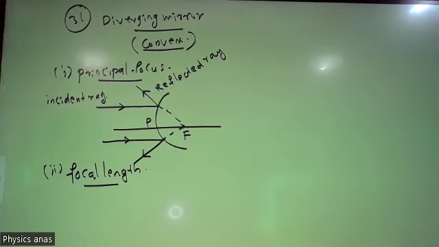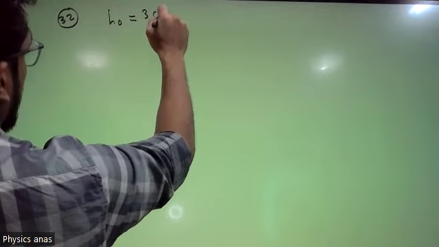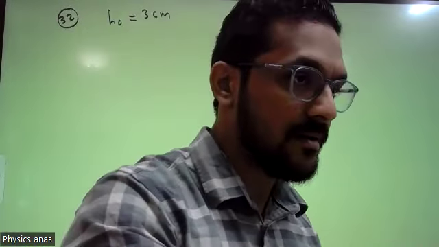How can you do that? Question number 32. What are the data given? The student has focused the image of an object of height 3 centimeter. So you have the height of the object. Can you understand from the question that the height of the object is given?